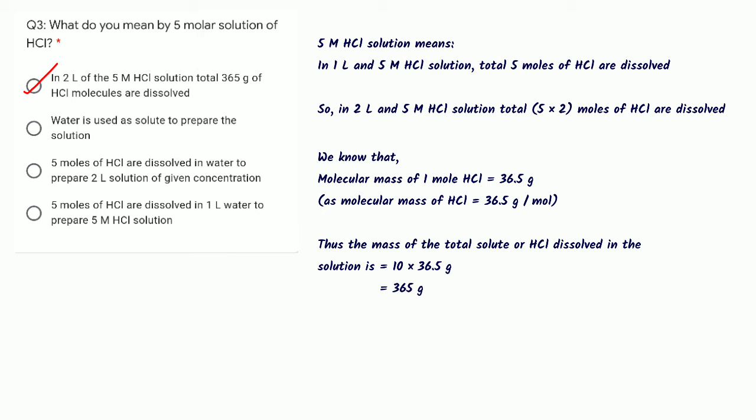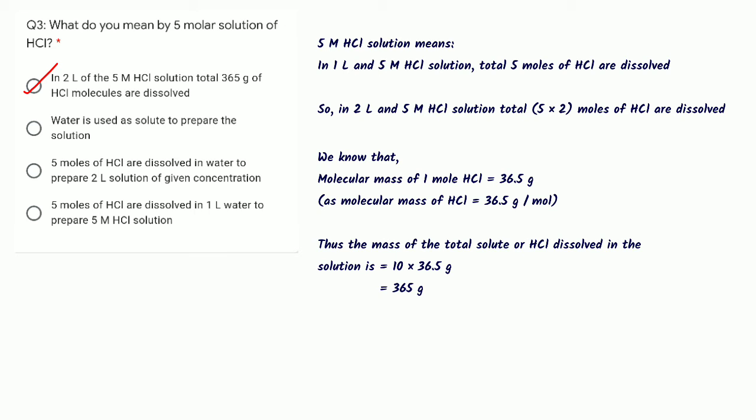The last option is: 5 moles of HCl are dissolved in 1 liter water to prepare 5 molar HCl solution. So this is actually the tricky option. Okay, so you have to read properly. So this is actually wrong. Why wrong, you see? Here it is written that 5 moles of HCl are dissolved in 1 liter water.